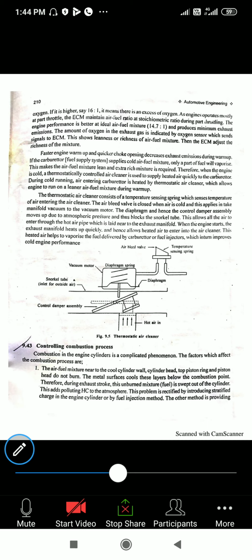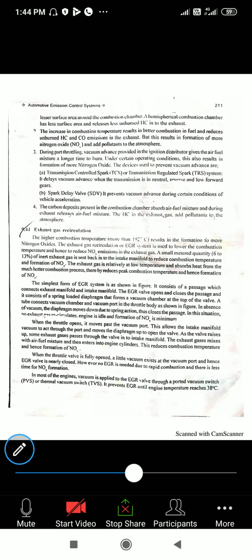Now the controlling of the combustion process. We are going to study how to control the combustion process and what factors affect it. There are so many factors and methods that we are going to study in this module, how to control the combustion system. Now next is exhaust gas recirculation.